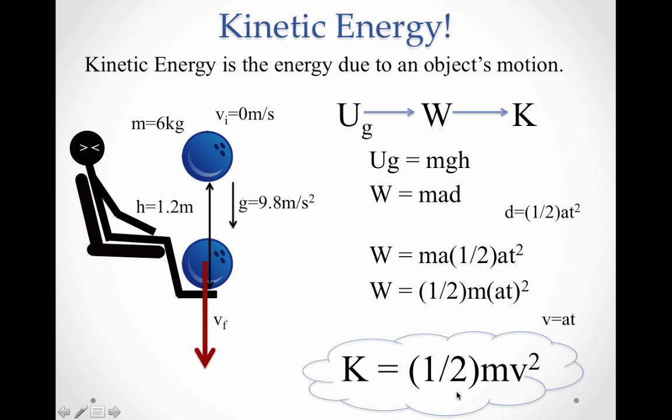And it should make sense because kinetic means motion, and we have an object's velocity in the equation, and also the mass of the object should play a role, like it does in this case, being a massive bowling ball. So please note this derivation.